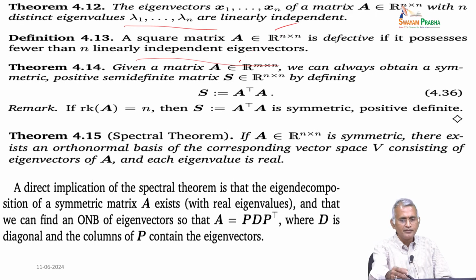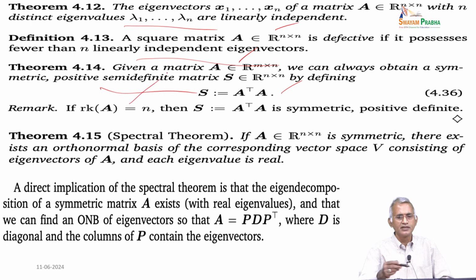Next, we have a theorem. Given the matrix A in R power m cross n, we can always obtain a symmetric positive semi-definite matrix S in R power n cross n by defining S equal to A transpose A. So, if the rank of A equals n, then S equal to A transpose A is symmetric and positive definite.